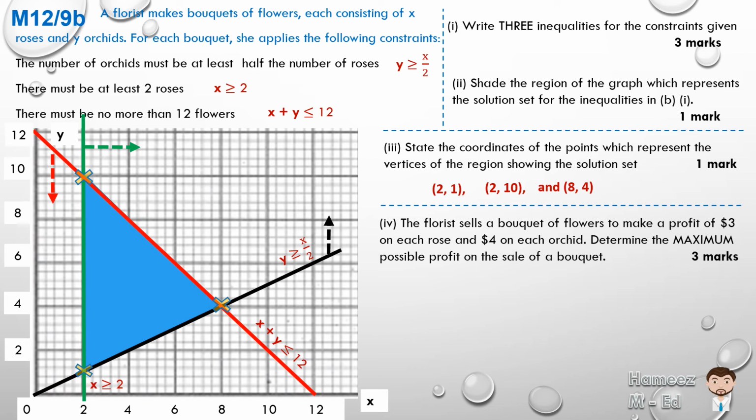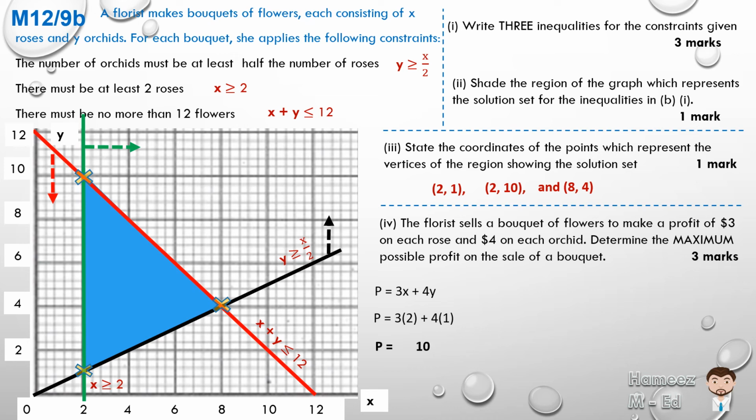So P is equal to, and that's our profit, 3 times X, because $3 for each rose, plus $4 for each orchid, plus 4Y. And if we substitute for each one of these vertices, one of them will give us our maximum. So P is equal to 3 times 2 plus 4 times 1. That's our first coordinate which we have in part 3. 3 2s are 6, plus 4 1s are 4, 6 and 4 is 10. So the profit is $10.